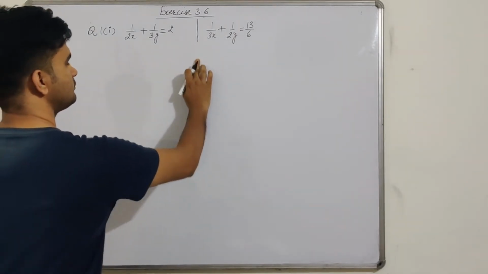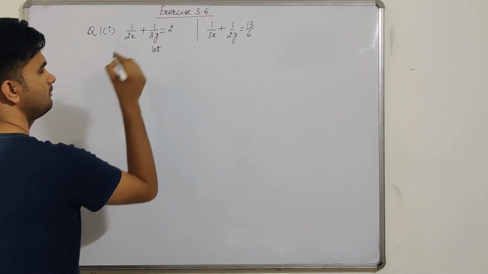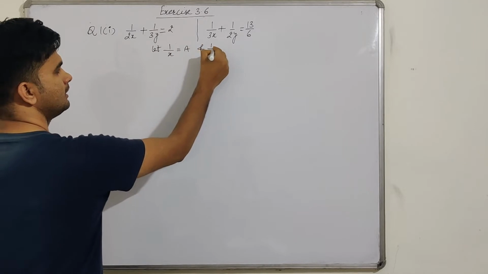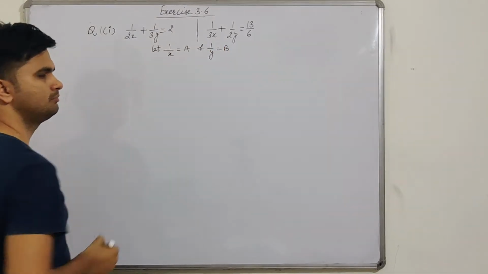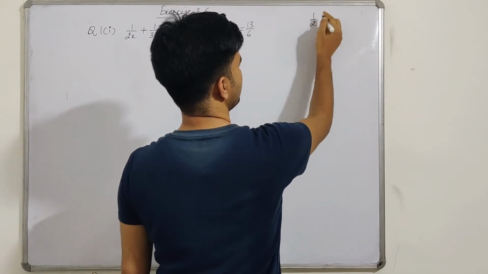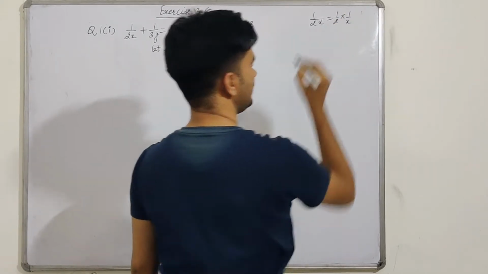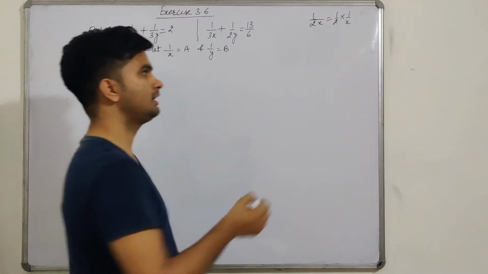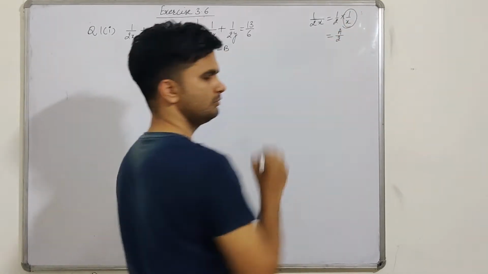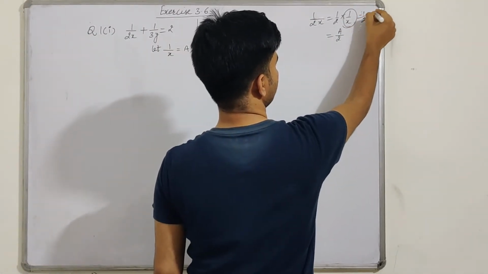Now how will we reduce these two equations into linear equations? We substitute variables. Let 1 by x be equal to a and 1 by y be equal to b, right? See this 1 by 2x, this can be written as 1 by 2 into 1 by x, right? And here I am taking this 1 by x as a, so it will become a by 2, 1 by 2 into a.